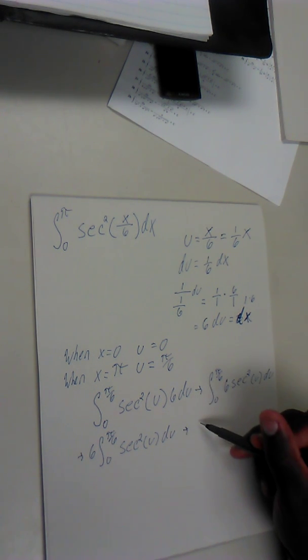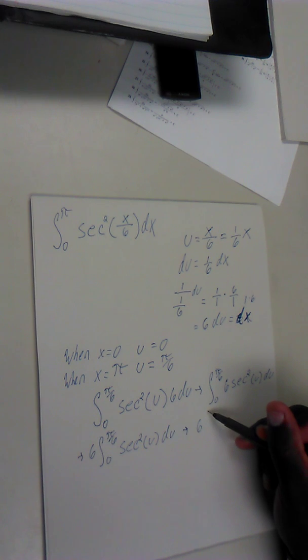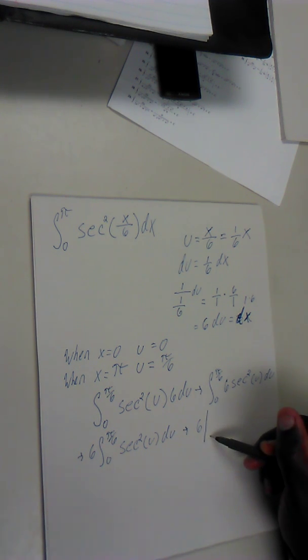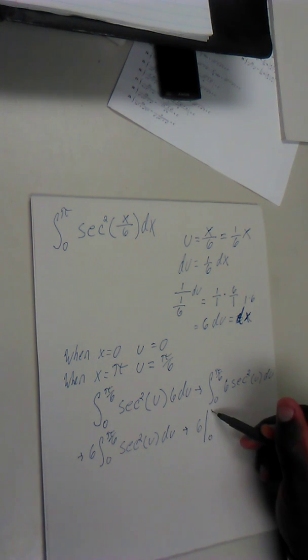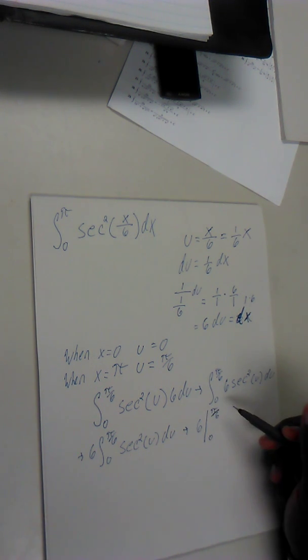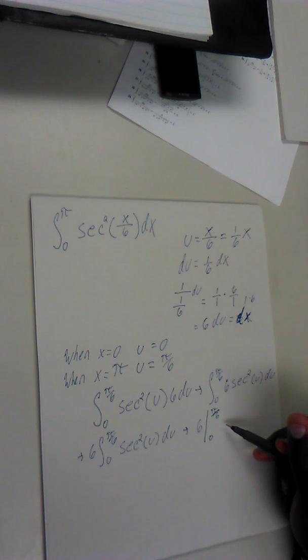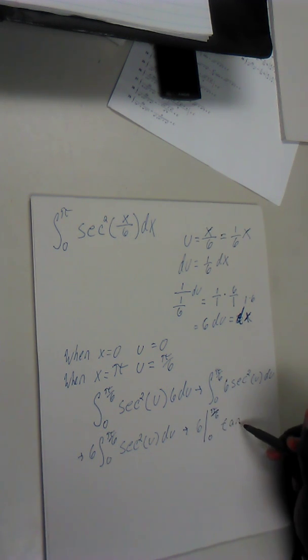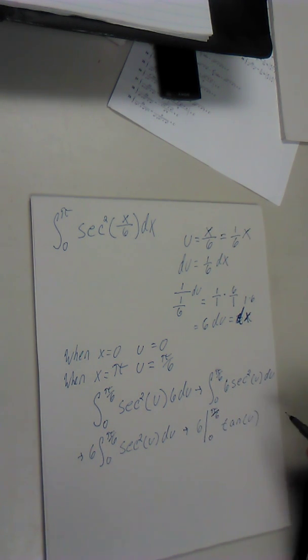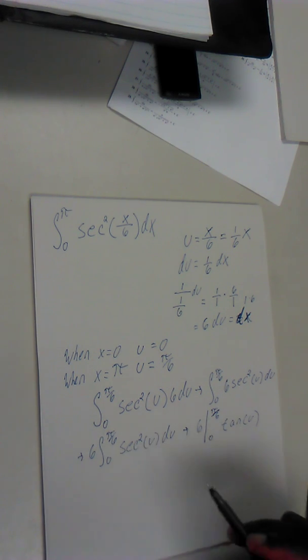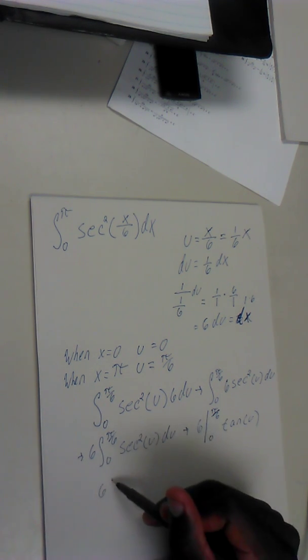Now we're ready to integrate. So looking at a 6 over 0 to pi over 6. And the integral of secant squared is just tangent. So we're just looking at a tangent of u here. Now we're ready to go ahead and plug in our limits. Remember the 6 out here.